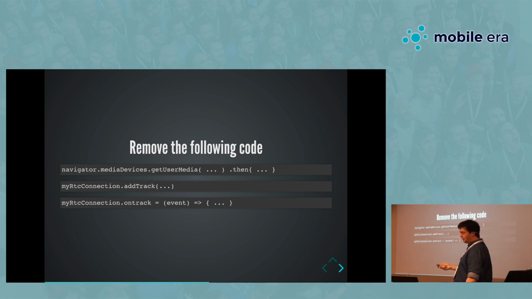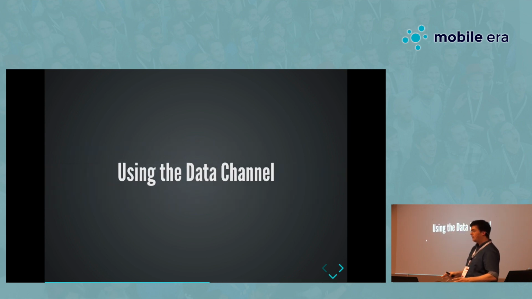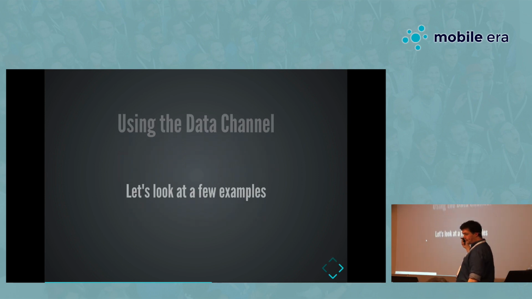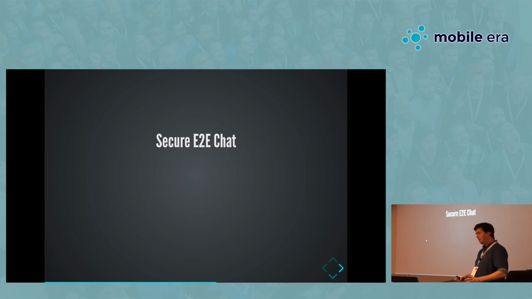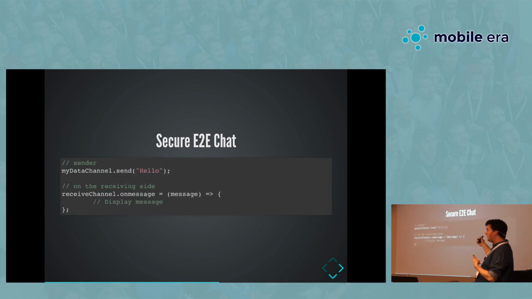So, I think we should talk about how you use the data channel. We need to see some actual code here, not just examples. Let's look at a few examples. First, we have secure end-to-end chat. And that is just a fancy word for sending a message from one person to another without anyone in the middle being able to read that message. Not a server, and not anything. And since WebRTC is secured already by default, that means you can send it in plain text. This is how you create a chat application in WebRTC. You send messages and you receive messages, nothing else.